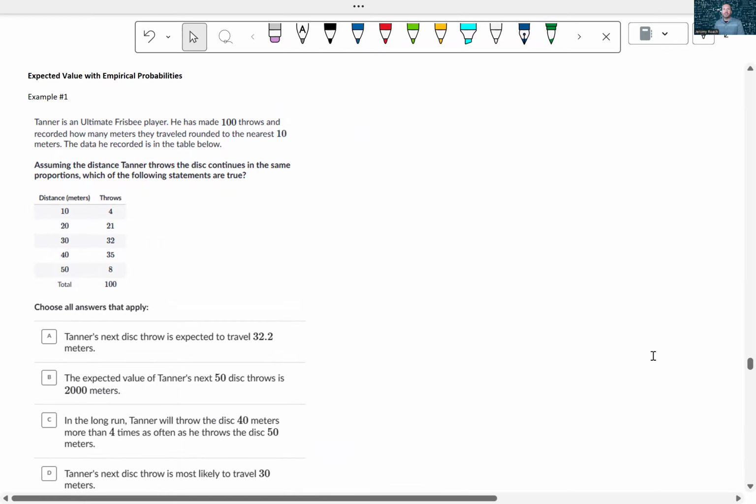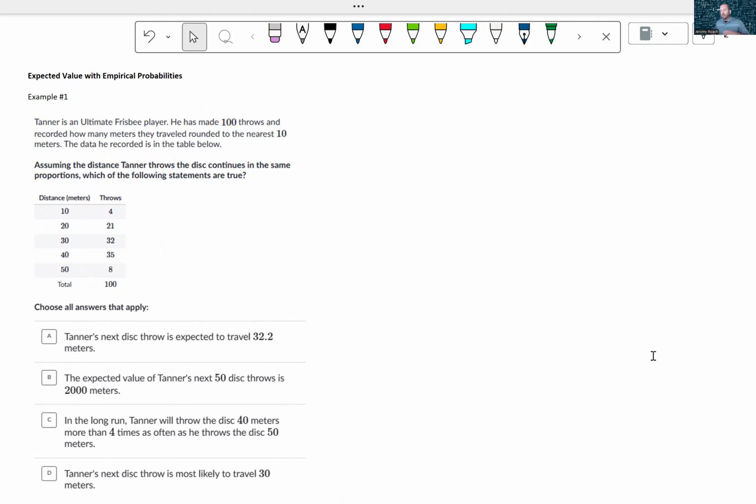So we have some data here from Tanner. He's an ultimate frisbee player. He's made 100 throws and then he recorded how many meters his throws traveled to the nearest 10 meters. So no decimals, just every 10 meters is what he's recorded the data for. And we want to assume that when he throws the disc, it continues in the same proportions. And we want to choose all the answers that apply.